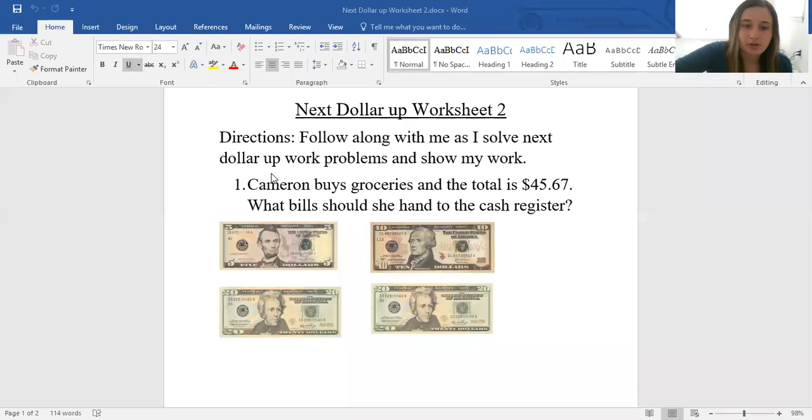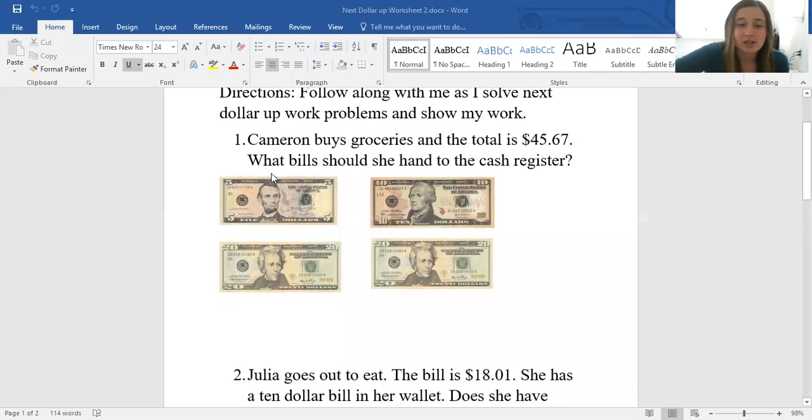So question 1. Cameron buys groceries and the total is $45.67. What bills should she hand to the cashier? The important thing to know about this problem is we want to try to hand the least amount of bills to a cashier. Sometimes we fall into a trap where yes, 5 works, yes, 10 works, and we end up handing a lot more bills to the cashier than we actually needed to. So we want to focus on the least amount of bills.